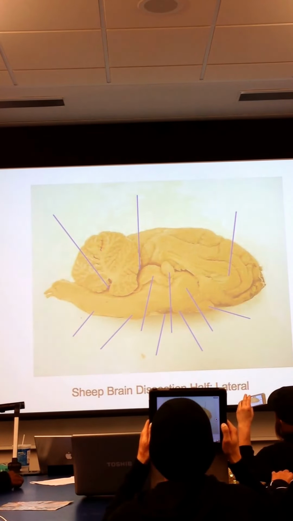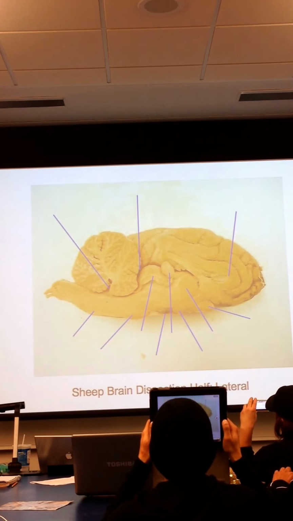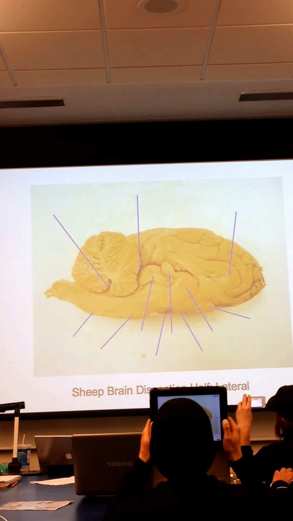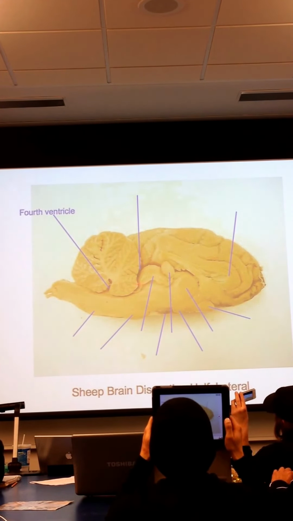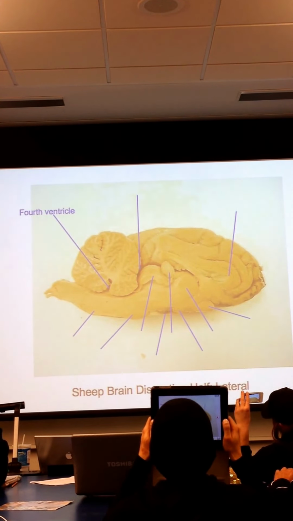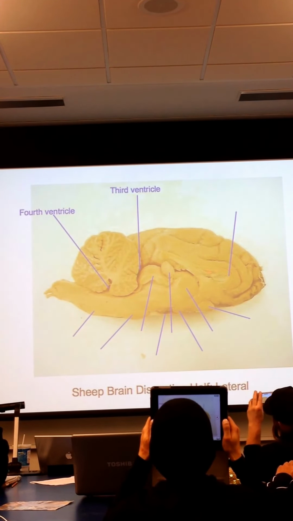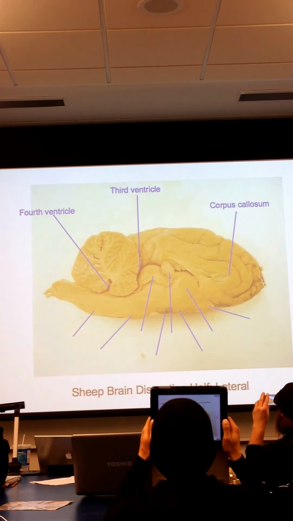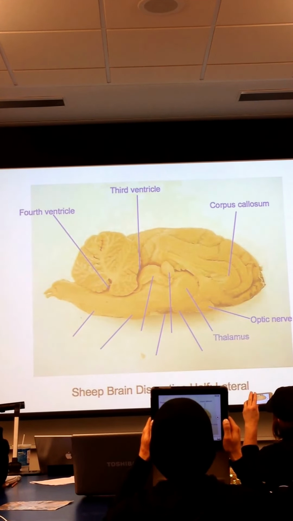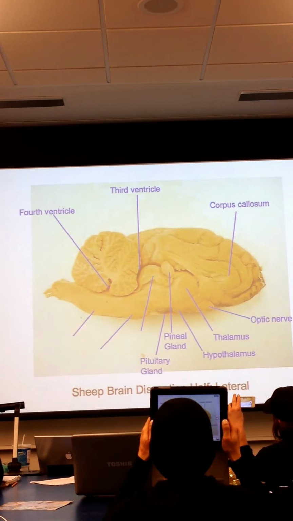All right. Another half brain. What is this in here? Fourth ventricle. What's this guy? Third ventricle. What's this? Corpus callosum. See, it's easier now, right? What's this? Optic nerve. What's that? Thalamus. Hypothalamus. Pineal gland. Good. Pituitary.